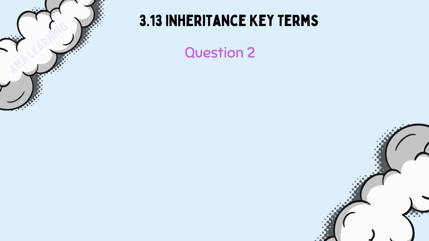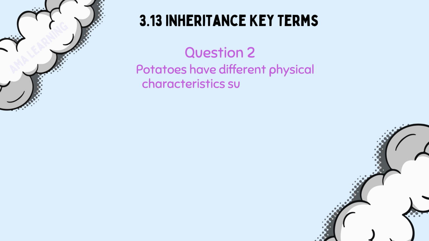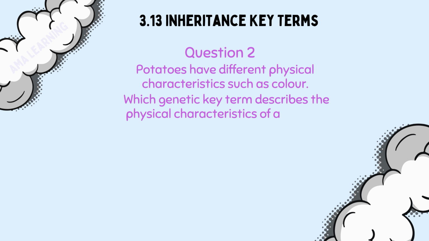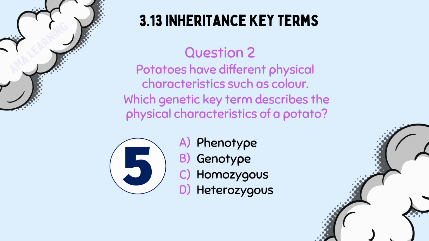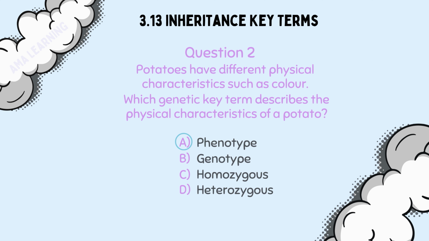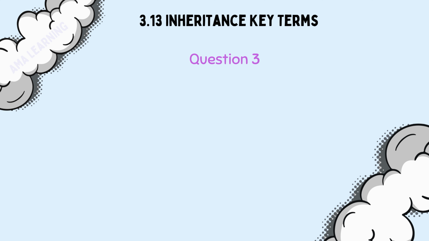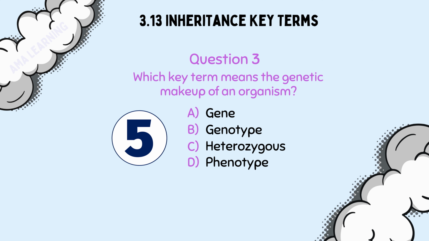Question number 2. Potatoes have different physical characteristics such as color. Which genetic key term describes the physical characteristics of a potato? And the correct answer is A. Phenotype. Question 3. Which key term means the genetic makeup of an organism? And the correct answer is B. Genotype.